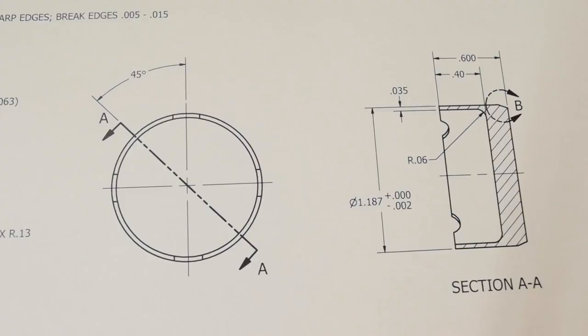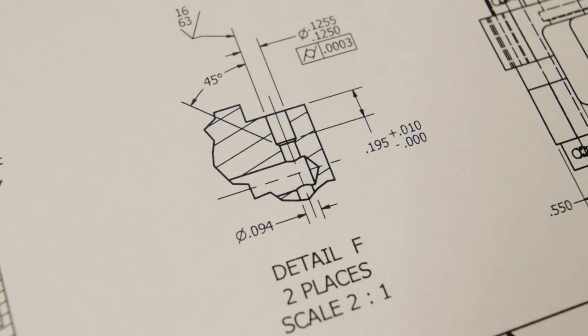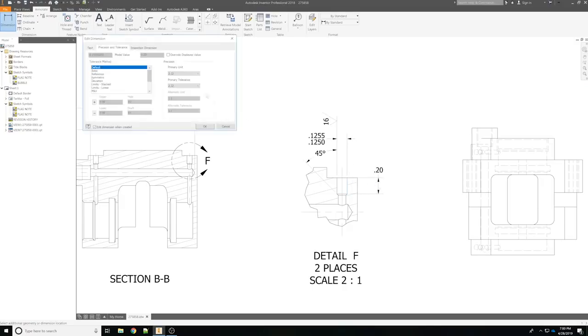You should also avoid dimensioning to hidden lines, so you will often need to create section views to dimension internal features. Smaller features often need to be shown at a larger scale, and detail views can help you do this. With your views arranged, you can start adding dimensions.